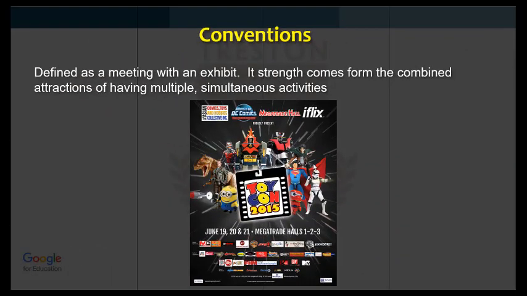Next, we have conventions, defined as a meeting with an exhibit. Its strength comes from the combined attractions of having multiple simultaneous activities. One of the more popular conventions here would be the ToyCon, the Toy Convention. A lot of attendees come to this convention.